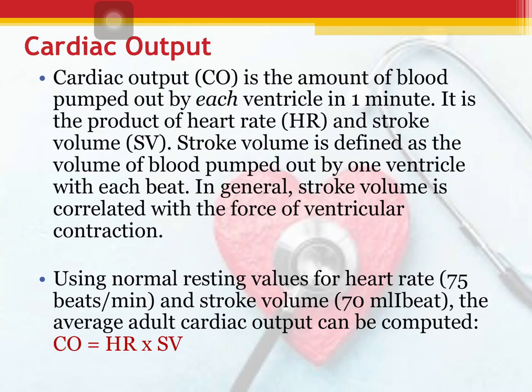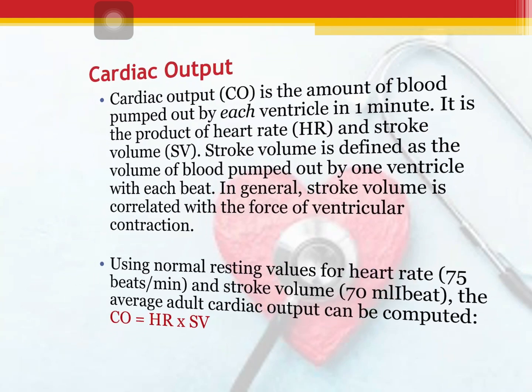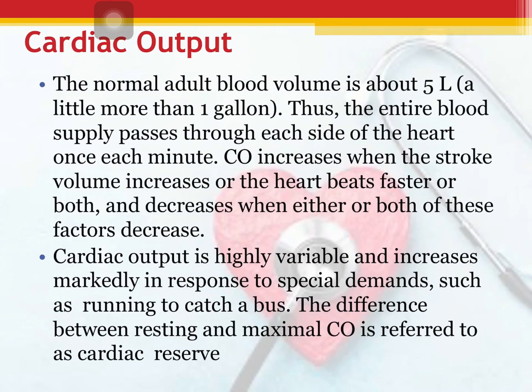So using normal resting values for heart rate, which is normally 75 beats per minute, and stroke volume of 70 ml per beat, the average adult cardiac output can be computed as cardiac output equals heart rate times stroke volume. So the normal adult blood volume is about 5 liters, a little more than 1 gallon. Thus, the entire blood supply passes through each side of the heart once each minute.